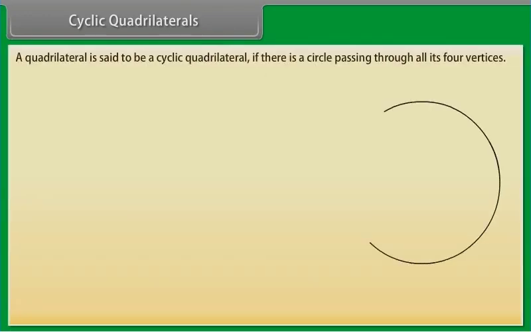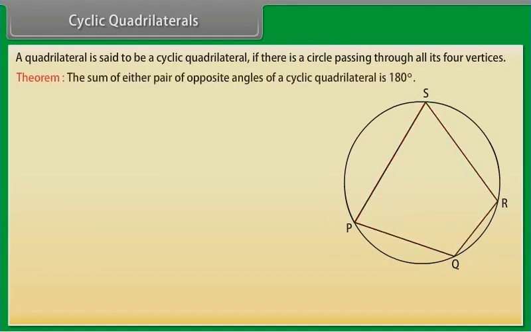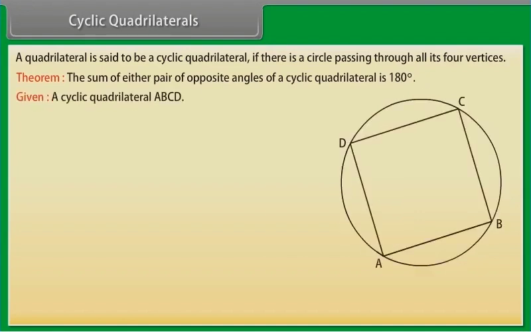Cyclic quadrilaterals. A quadrilateral is said to be a cyclic quadrilateral if there is a circle passing through all its 4 vertices. In the figure, PQRS is a cyclic quadrilateral. Theorem. The sum of either pair of opposite angles of a cyclic quadrilateral is 180 degrees. Given a cyclic quadrilateral ABCD. To prove angle BAD plus angle BCD, which is equal to angle ABC plus angle ADC, which equals 180 degrees.